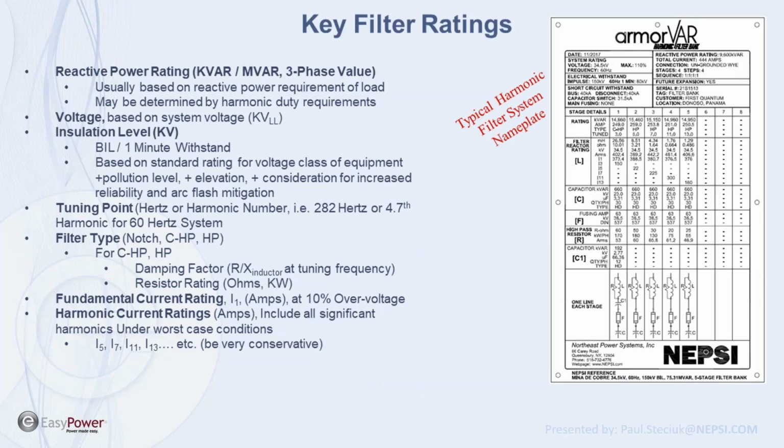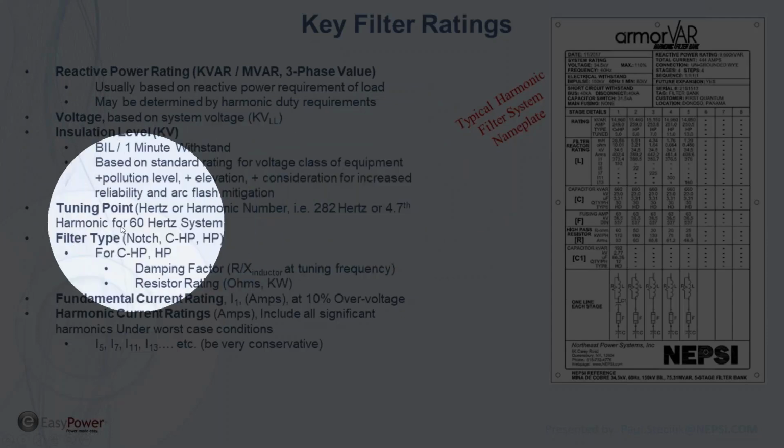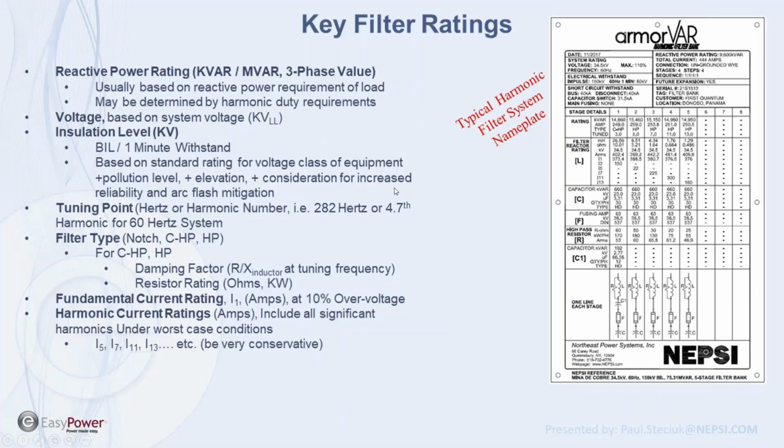You may increase that because of dust or pollution, but you're starting off with a base value that's based upon standards. You may have to derate if you're in a high altitude area, but again, you're starting off with a BIL and withstand level based upon the system voltage that you're at. The tuning point is something that you're going to specify, but that tuning point has come out of your study. You've done a harmonic study, and that tuning point comes out of it, and that's something we're going to talk about. And then the type of filter, C high pass type filters.